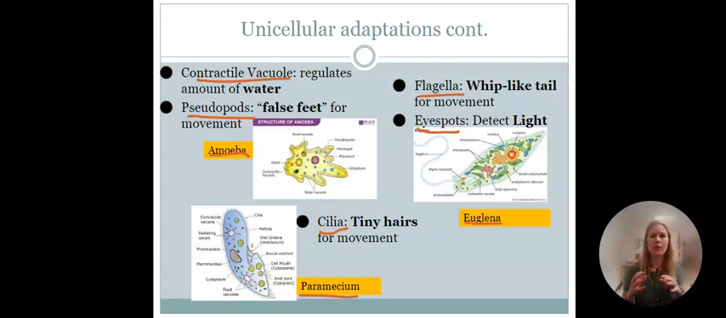Because it's very important for these unicellular organisms to be able to get up and go find food or avoid predators. They've got to be able to move. So those are kind of the main adaptations that you need to be familiar with when it comes to unicellular organisms.